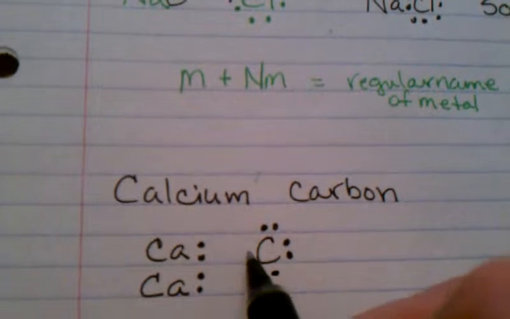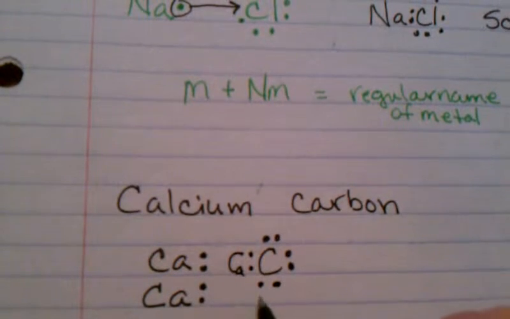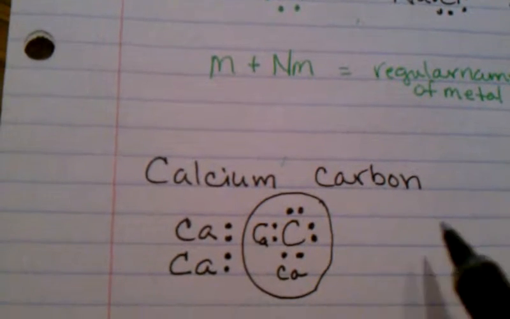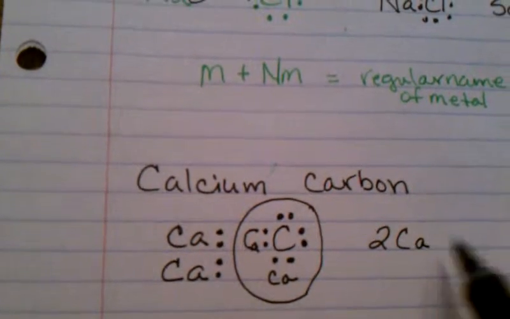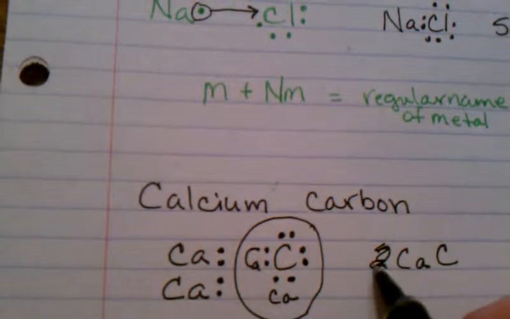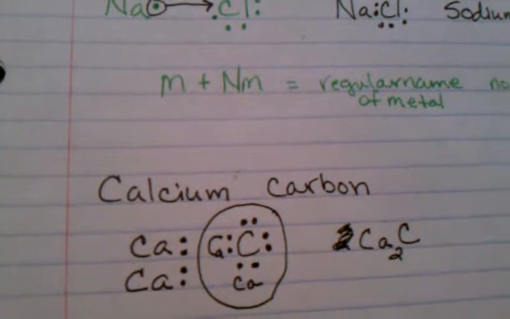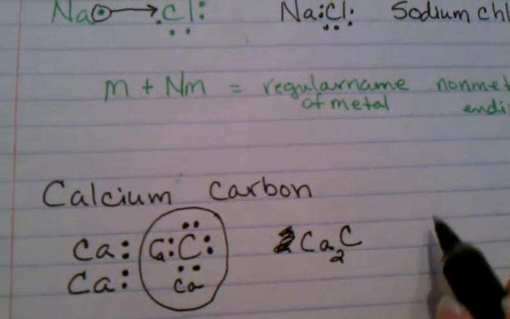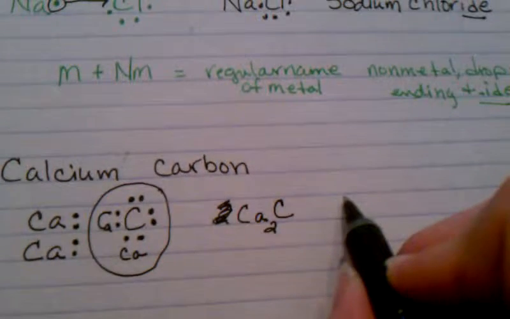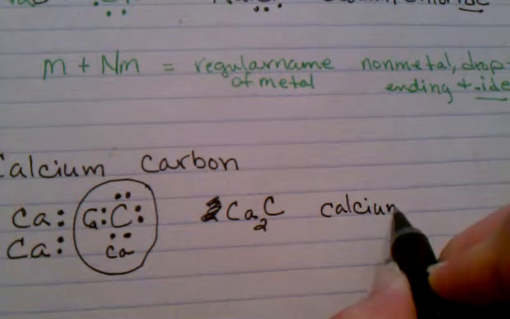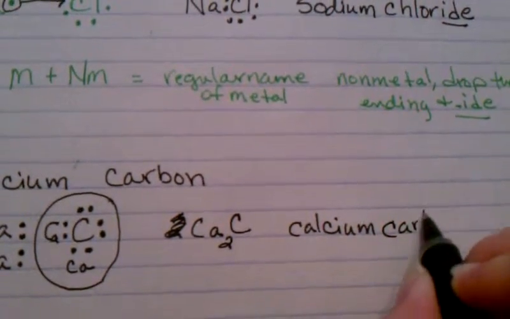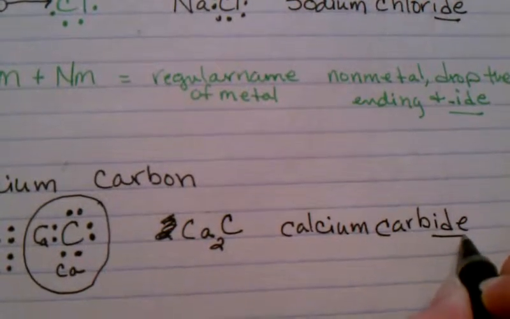Now, here is my compound that I've made. How many calcium do I have? I have 2 calcium, and I have 1 carbon. But that little 2 is going to come over here. I'm sorry, that's my fault. So now, I don't care that I have 2 calcium. When I name it, it's calcium. And my carbon is a nonmetal, so I'm going to call that carbide. See, there's my IDE again.